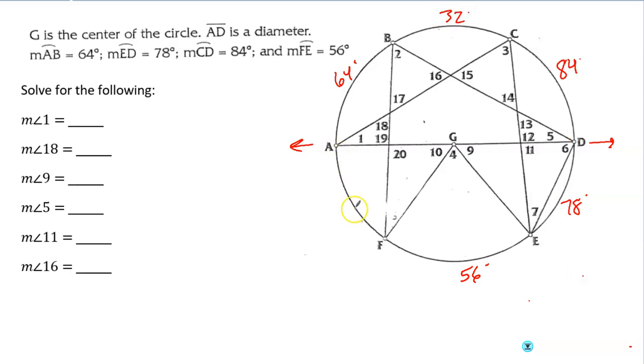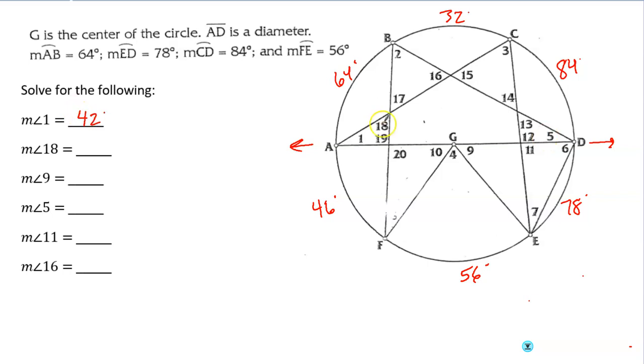And then this side has to be 180, so I'm going to add the 78 and the 56, and I get the missing one is 46. I could have asked you to solve for all of these angles, but I just picked a few. Angle 1's vertex is on the circle, so it should be half the arc. Follow it out. It intercepts 84, so half of 84 is 42.